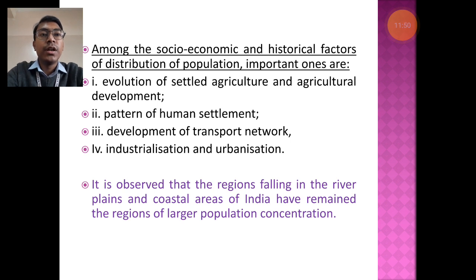Among the socio-economic and historical factors of distribution of population, some of the important factors are the evolution of settled agriculture and agricultural development, the pattern of human settlement, the development of the transport network, and industrialization and urbanization. So these are the important socio-economic and historical factors which have helped in the concentration of population in a particular area. It is observed that the regions falling in the river plains and coastal areas of India have remained the regions of larger population concentration.